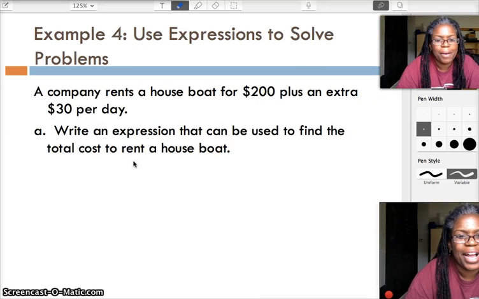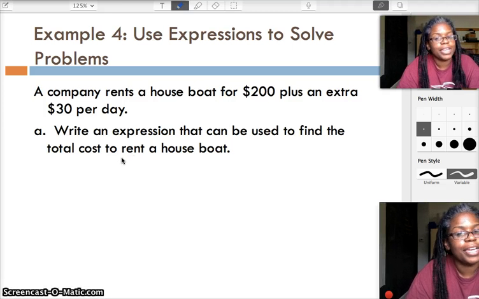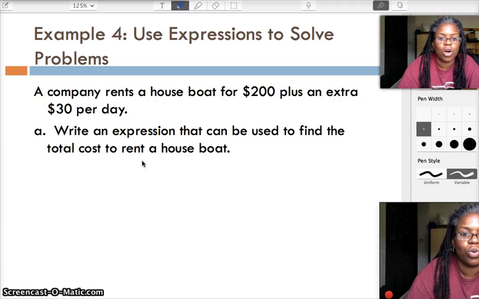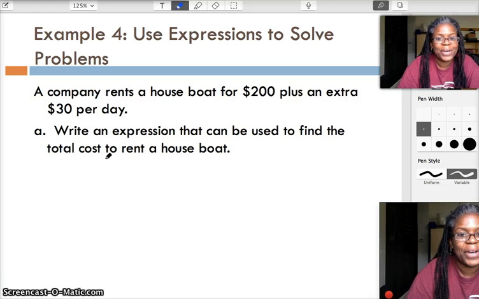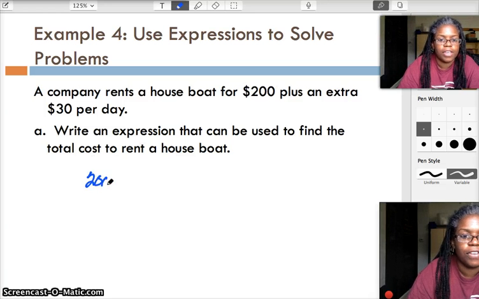Okay, so a company rents a houseboat for $200 plus an extra $30 per day. We're going to write an expression that can be used to find the total cost to rent a houseboat. So let's start this as part A. There is a part B. So it costs $200. That is a given fee, plus an extra $30 a day.